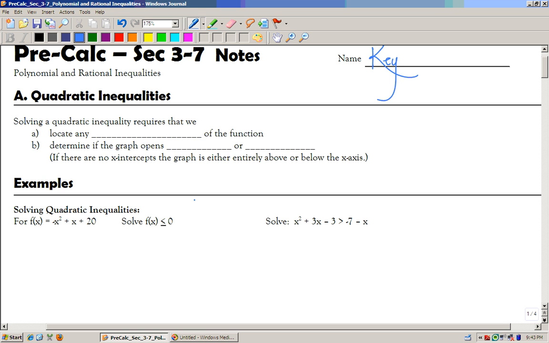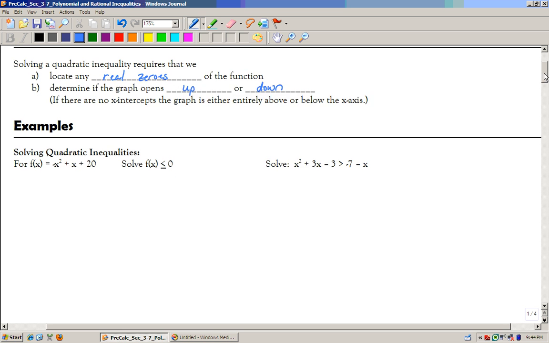Alright guys, today we're going to talk about 3.7 Part A, Quadratic Inequalities. Solving a quadratic inequality requires that we locate any real zeros, and then we also have to determine if the graph opens up or down. And if it doesn't intersect the x-axis, then it's going to be completely above or below the x-axis.